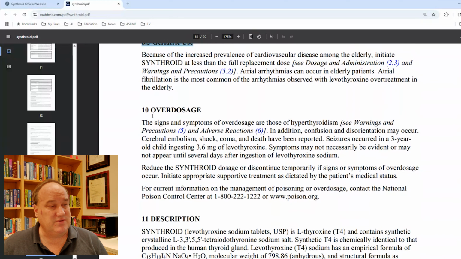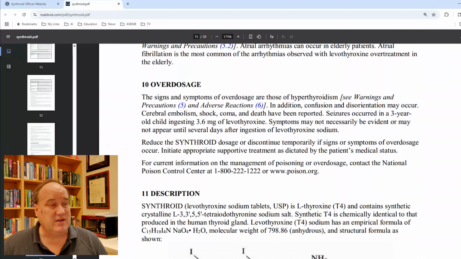Number 10 is what to do in the case of overdose, right? So these are the signs and symptoms of overdose. In addition, you might have hyperthyroidism, so an enlarged thyroid. And you might also have confusion and disorientation, cerebral embolism. This could be a very serious thing here. Shock, coma, and death have been reported. Actually, all of those I think would be pretty important.